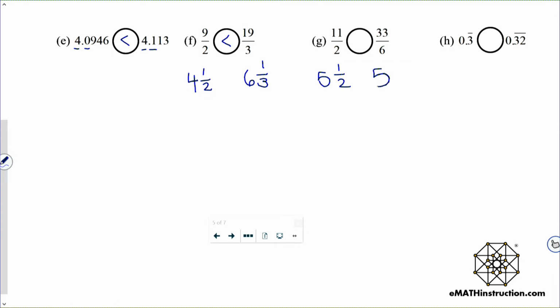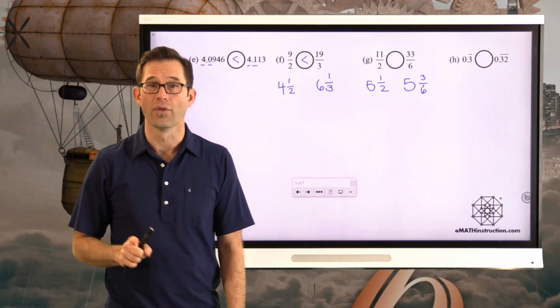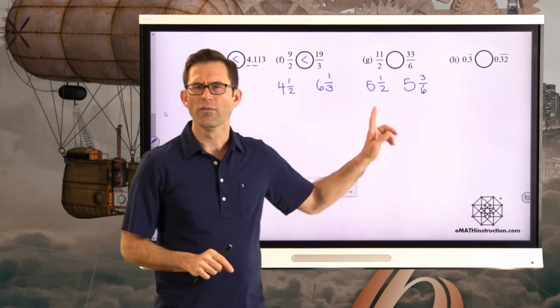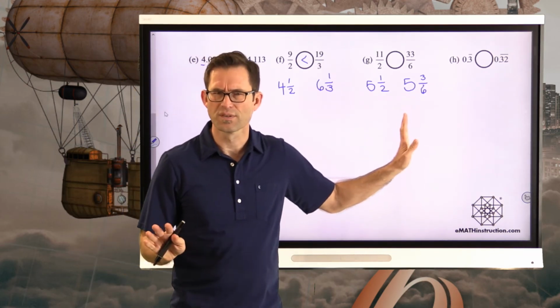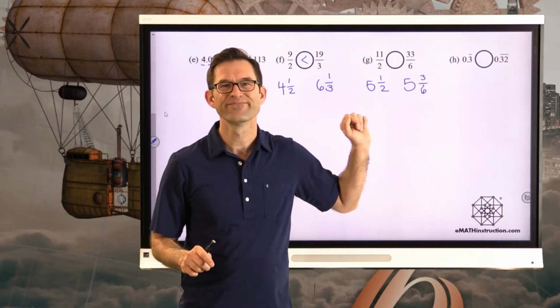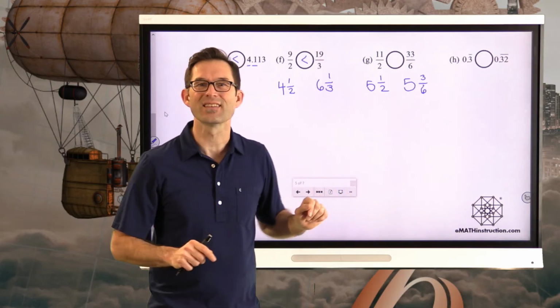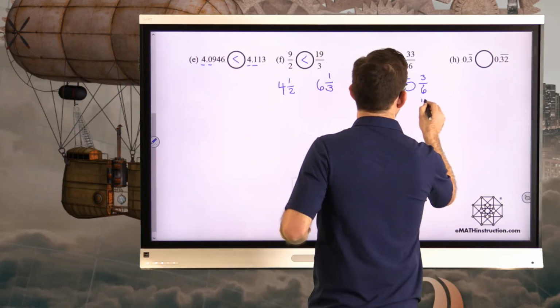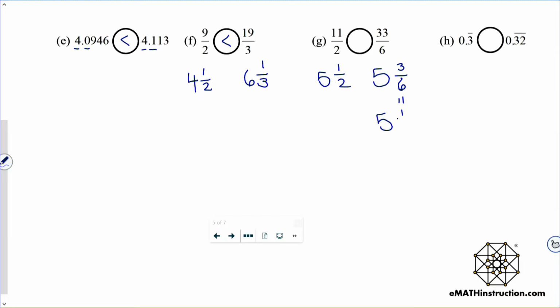Whoops, come on. There it is, 5 and 3/6. Now, this one could be a little tricky though, right? Because, well, 5 and 5, that's the same, all right? Then we have 1/2 and 3/6. 3/6 is the same as 1/2. This really is just 5 and 1/2 again, so those numbers are equal.